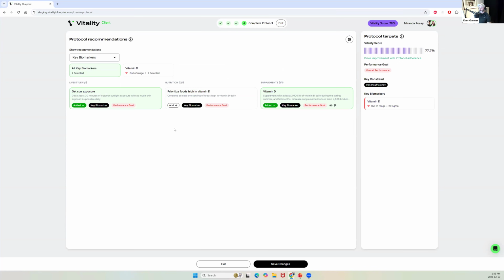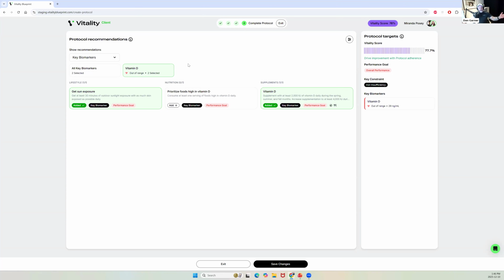Stage two is key biomarkers. So this reflects biomarkers that are really important and reflective of your performance goal that weren't a part of your key constraint, but were out of range. So these are the things you don't want to forget. For Miranda, for example, vitamin D is very critical for injury risk. It's critical for hormones, for circadian rhythm, and for women's bone density as well. It does a lot of important things, right? So we don't want to just forget about something when it's still very relevant.